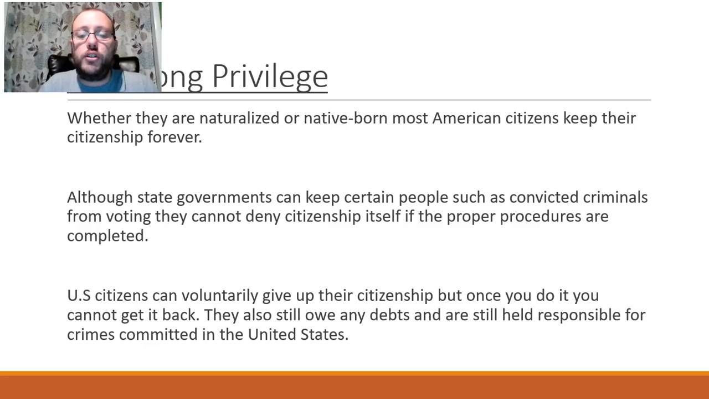U.S. citizens can voluntarily give up their citizenship, but once you do, you can't get it back. You're also still held responsible for any debts you owe and crimes committed in the United States. So if you're like, I'm going to rob this bank, and then I'm going to take $20 million or whatever I get from the bank, and I'm going to go to the Virgin Islands, or, because that's still part of the United States, I'm going to go to, I don't know, China with my money.